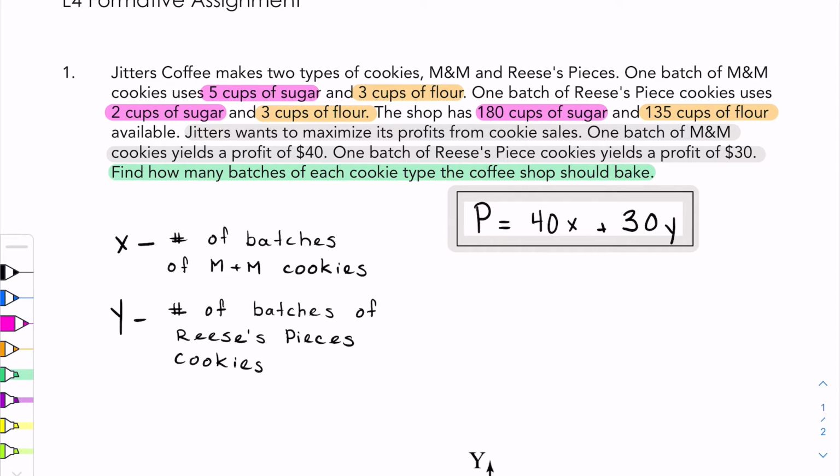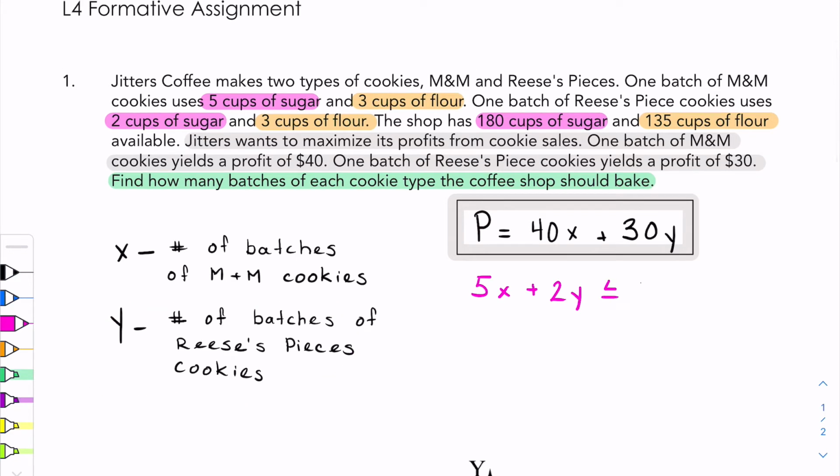To write my constraint for the total of sugar, we use 5 cups of sugar per batch of M&M cookies, so 5x, plus 2 cups of sugar per batch of Reese's Pieces cookies, plus 2y. And we have a total of 180 cups of sugar. So our left side can add up to anything equal to or less than 180 cups of sugar.